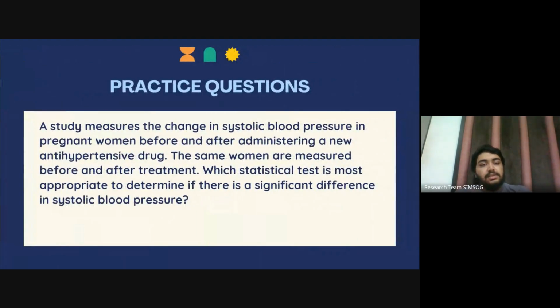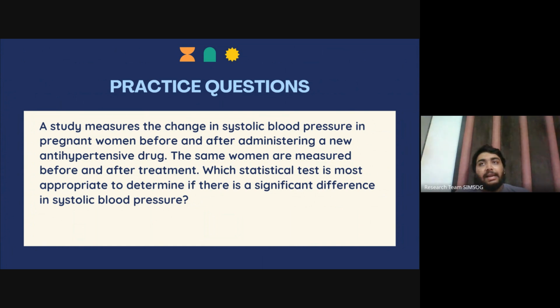Okay, the next one. A study measures change in systolic blood pressure in pregnant women before and after administering a new antihypertensive drug. The same women are measured before and after treatment. Which statistical test determines a significant difference? Anybody to answer? You can just answer. Paired t-test.